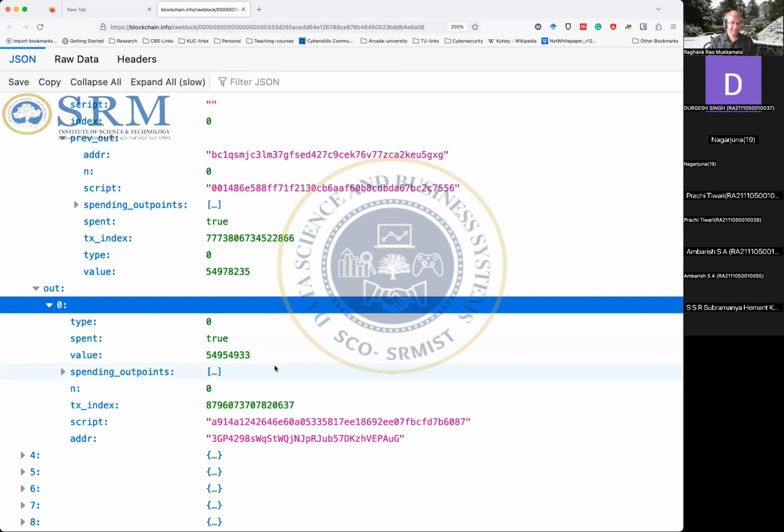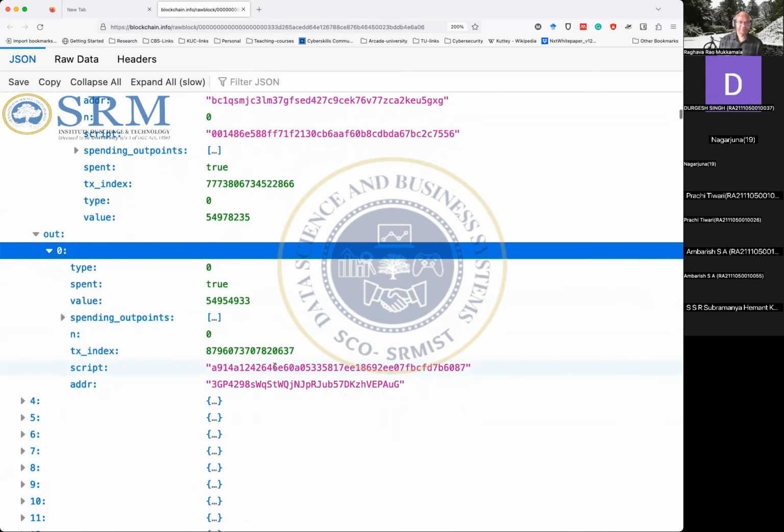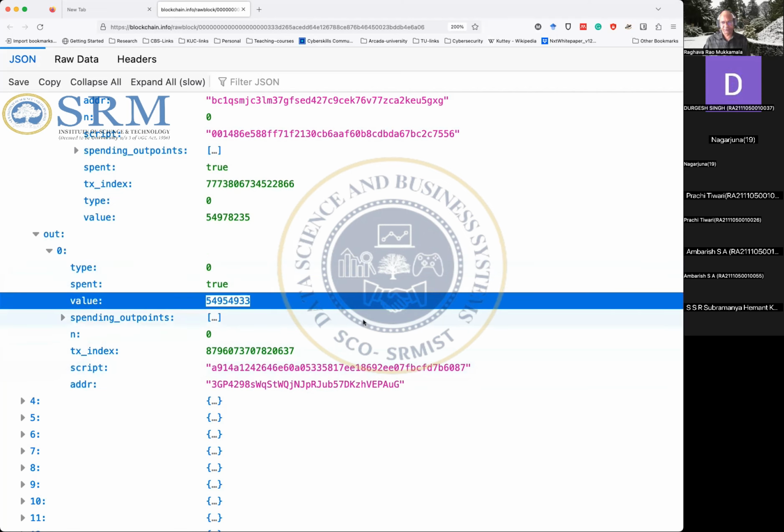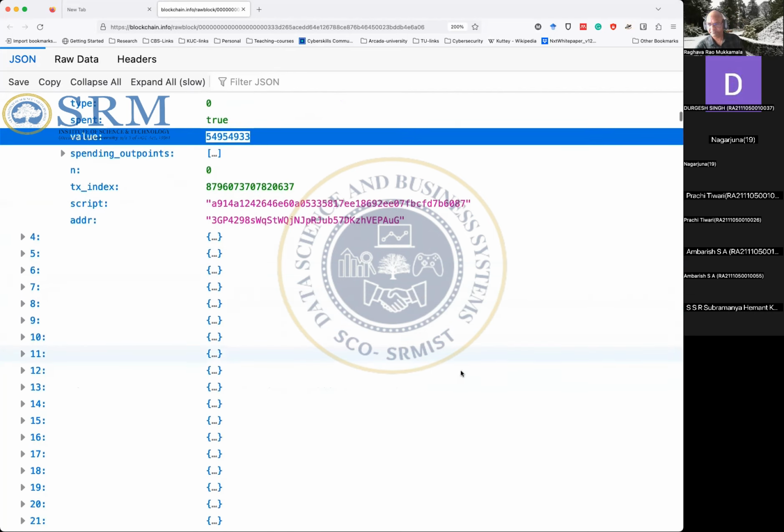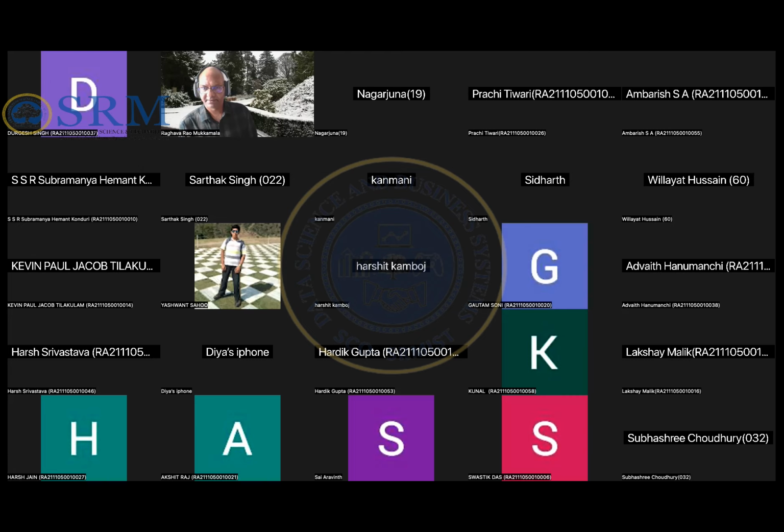Any questions or comments? The value here is in Satoshis, which represent a fraction of the Bitcoin, right? Okay, so let's move back to the slides.